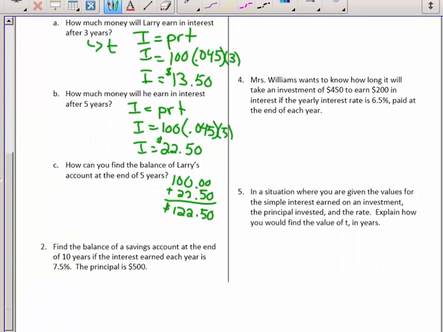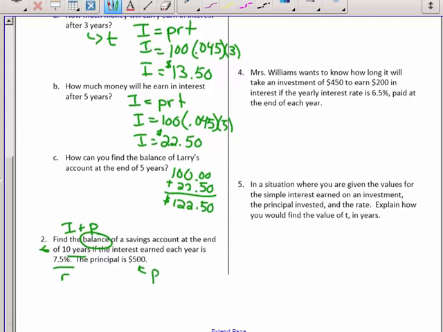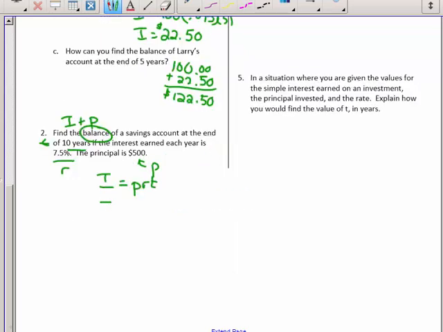All right, number 2. Find the balance of a savings account at the end of 10 years. So balance means that they want interest plus your principal. All right, so I've got to find the interest first. So we know our T is 10 years, our interest rate is 7.5, and our principal is 500. So we're going to do I equals PRT. Our principal is 500, our rate is 0.075, and it's for 10 years. We're going to multiply those all together, and we're getting an interest of $375.